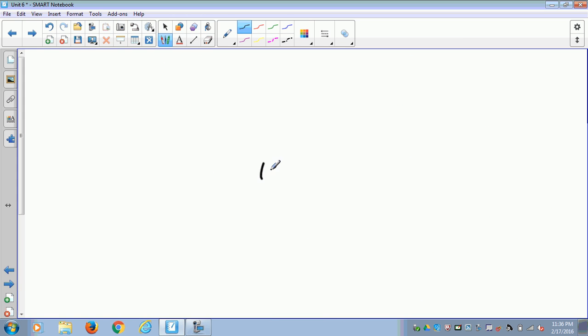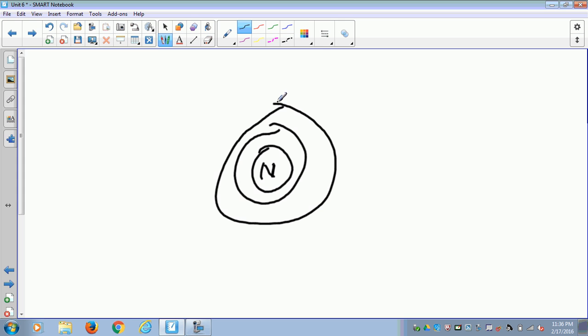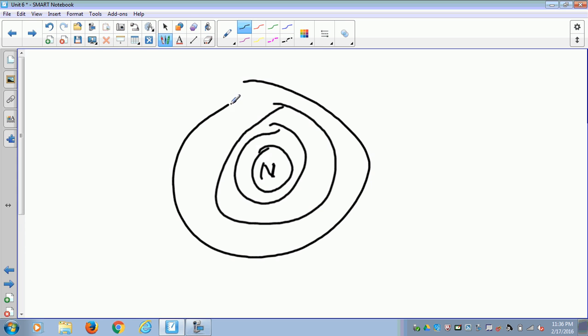I'm going to repeat it a little bit. We have the nucleus, energy level 1, energy level 2, energy level 3, and energy level 4. These can take a maximum of 2 electrons, 8, 18, and 32. The first has the one sublevel S. This one has S and P, and then S, P, and D.